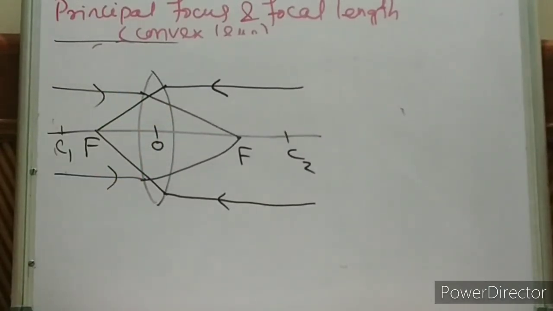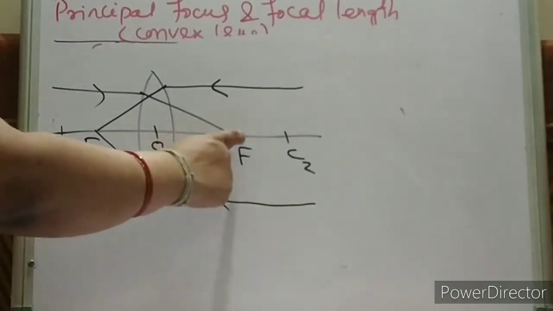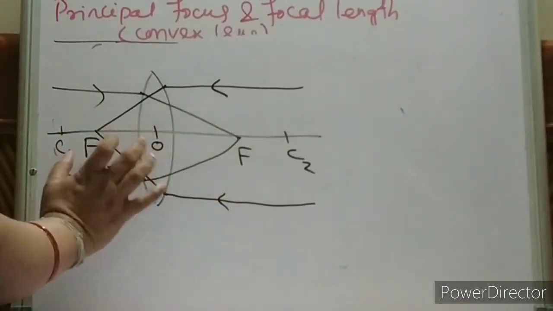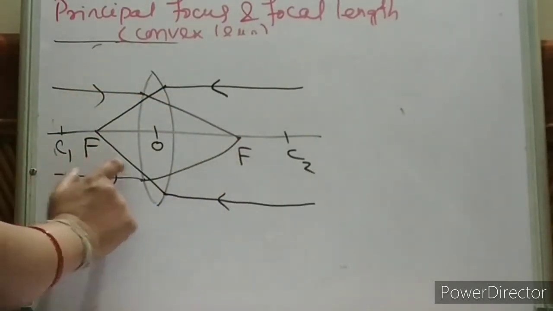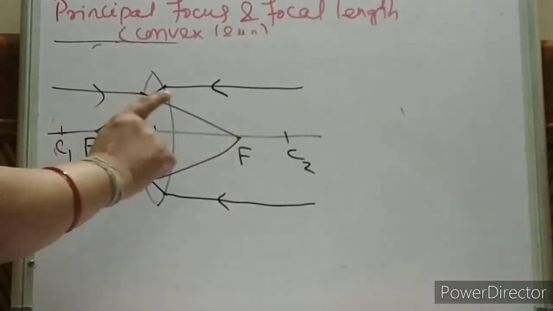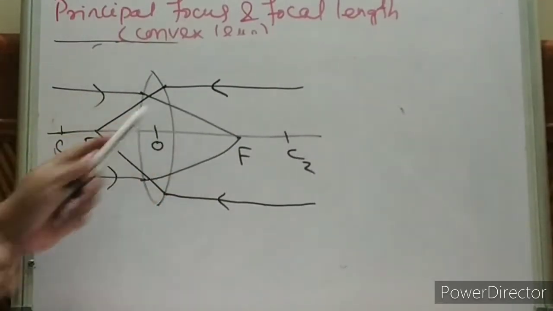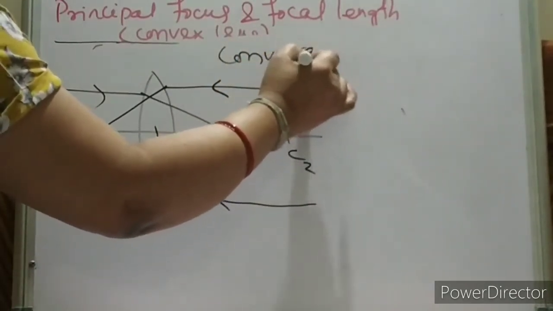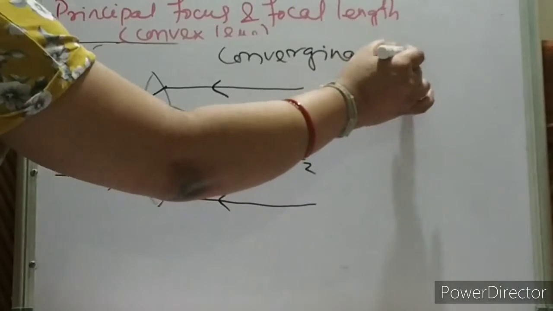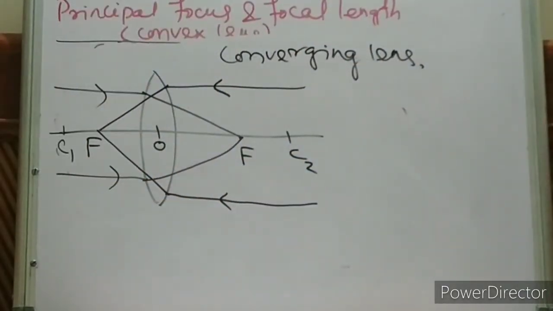Okay. Now you can see that both the foci are real. So here the focus is real. Why? Because actually the rays are meeting after the refraction. That means the rays are getting converged. So it is also called a converging lens. Is it clear, children? This is called a converging lens. Okay. So it has got two foci.